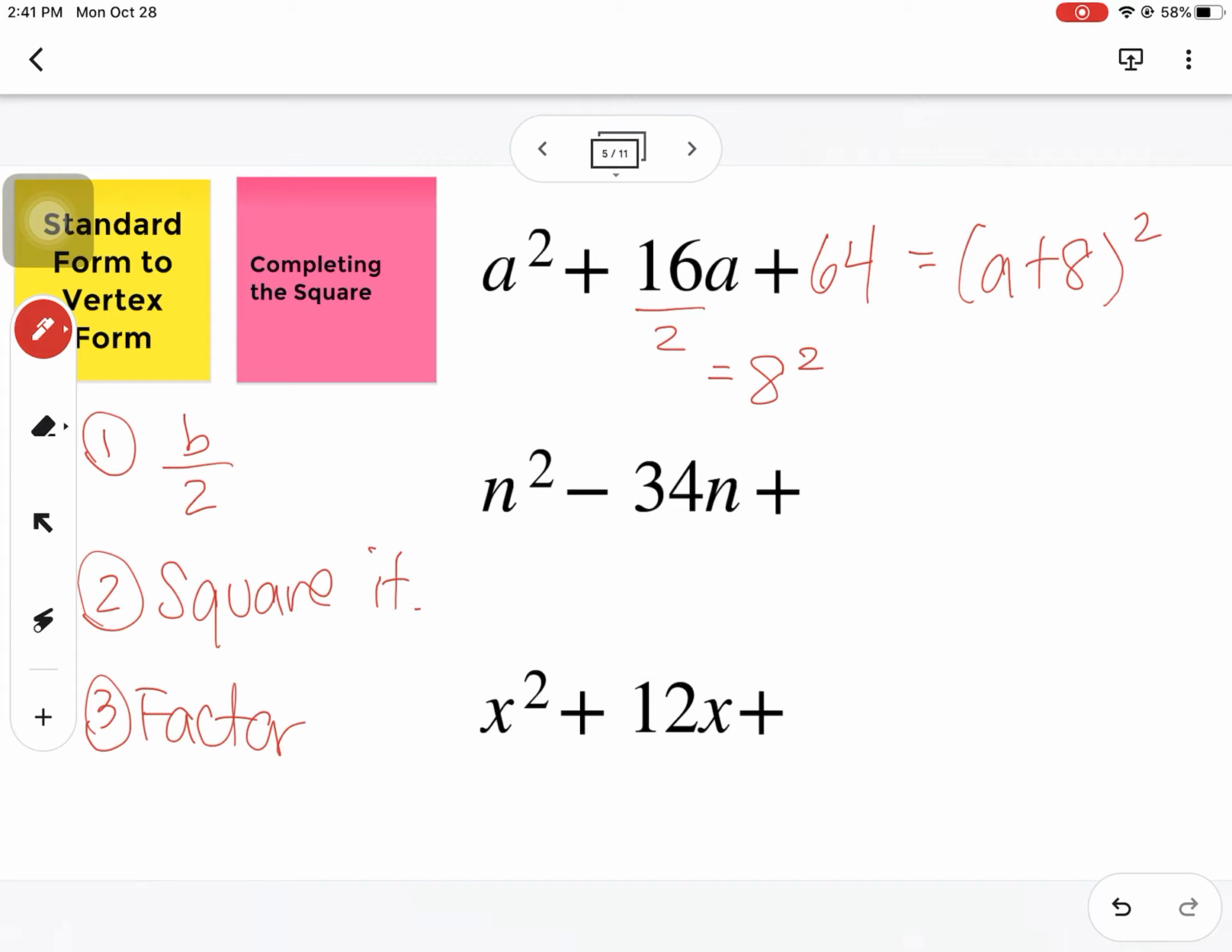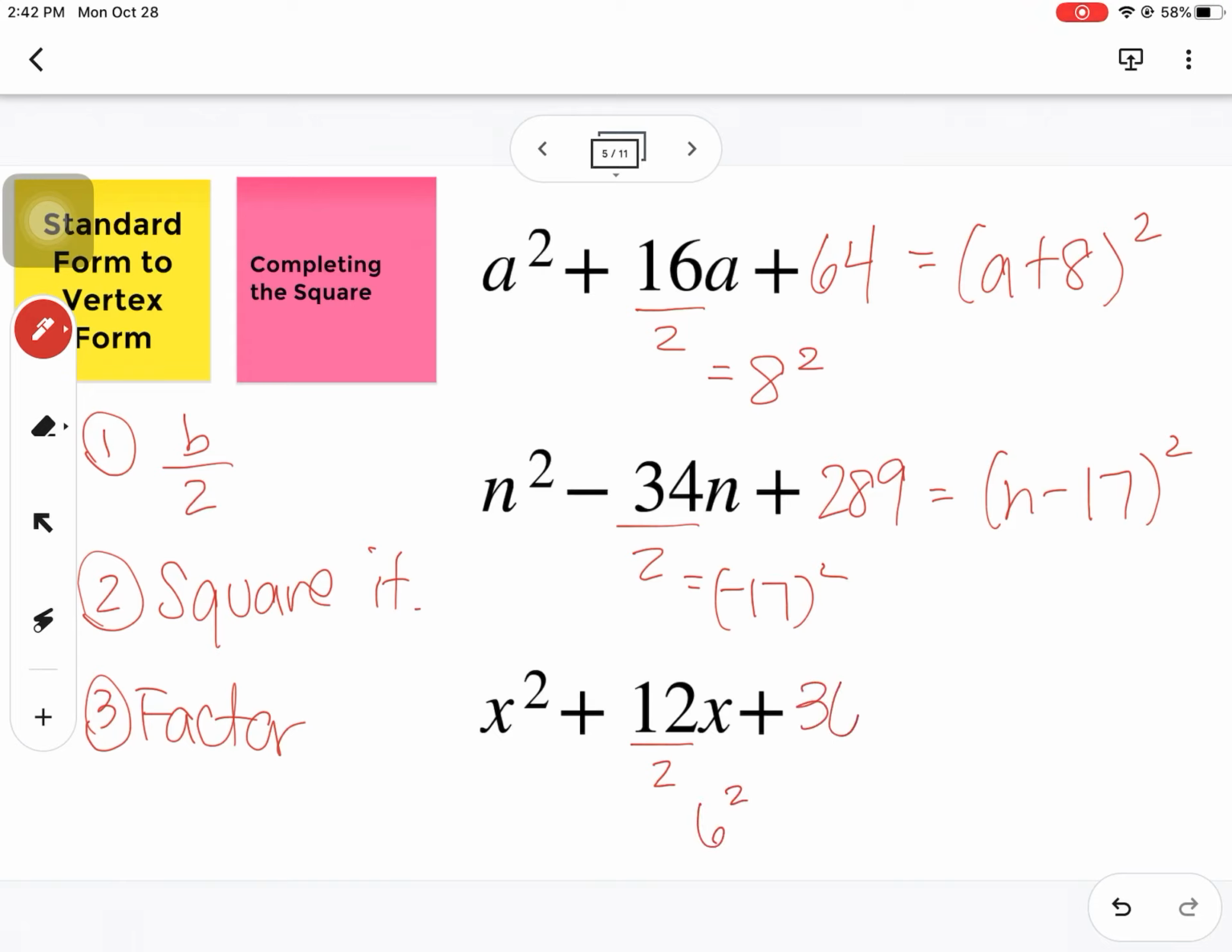The nice thing is this can be duplicated anywhere. So here if I do 34 divided by 2, I get -17. When I square that, we get 289. So I'm going to add 289, but then go ahead and factor it. And what you're going to get is n minus 17 squared. Last but not least, to figure out what we would have to add to this, divide it by 2. So that's 6. 6 squared is 36. And again, if you go ahead and factor it, you get x plus 6 squared.